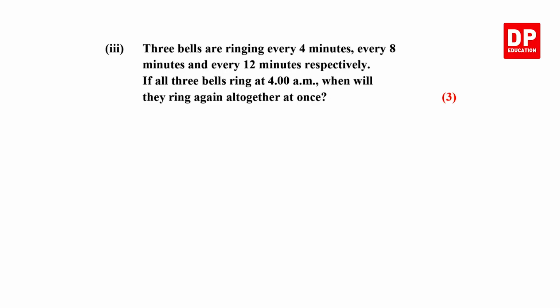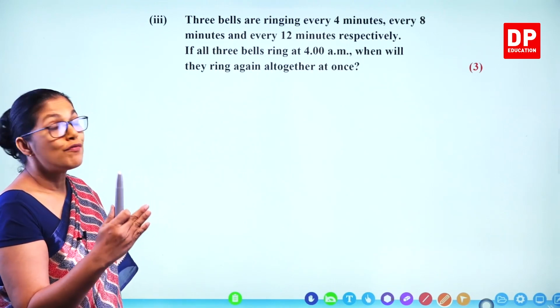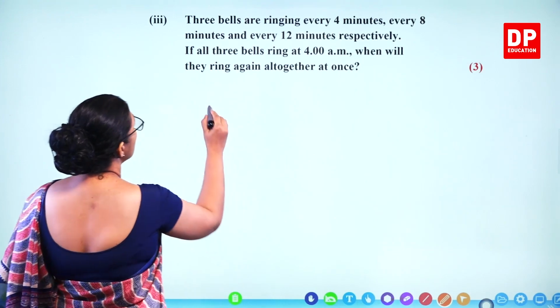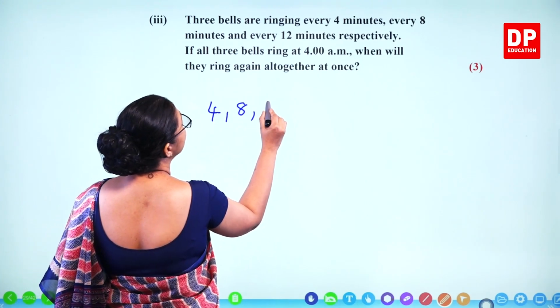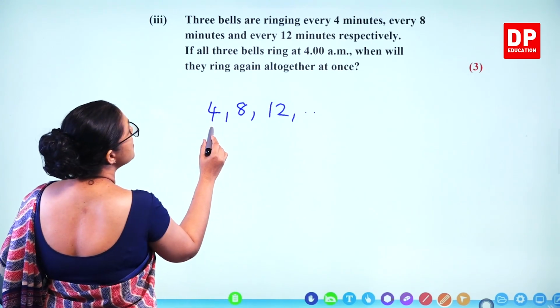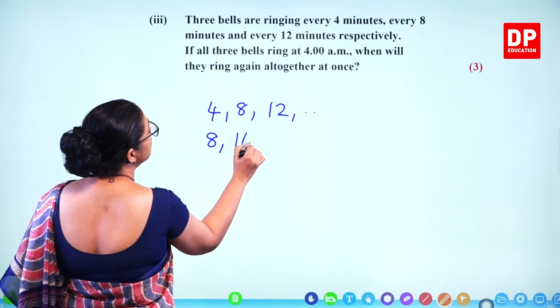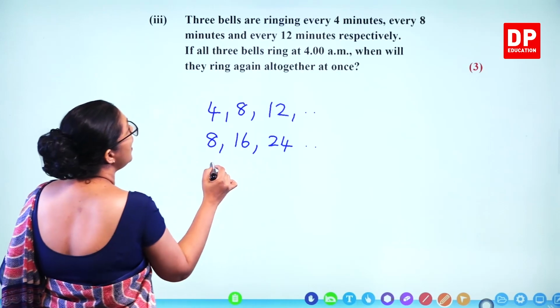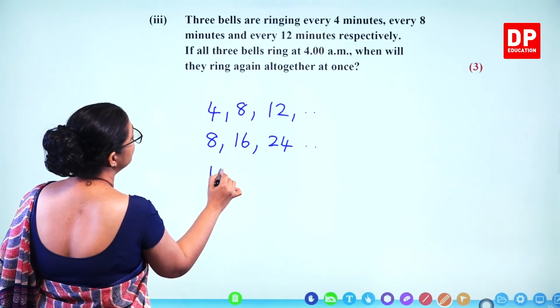Three bells are ringing every 4 minutes, every 8 minutes and every 12 minutes respectively. If all 3 bells ring at 4 a.m., when will they ring again all together at once? So that means you have to find out the lowest common multiple. Every 4 minutes, so that means 4, 8 like that. Multiples of 4. Multiples of 8. And multiples of 12.